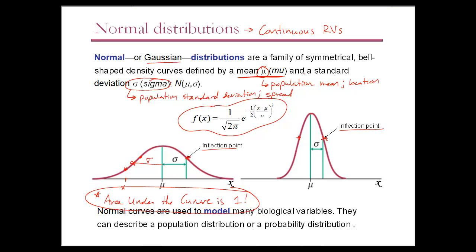And again, to define it, I need my mean. That gives me my center or my position of location. And then I need my value for sigma to tell me how spread out the curve is and how flat it is. The next thing that we're going to want to look at are comparing different values of mu and different values of sigma.